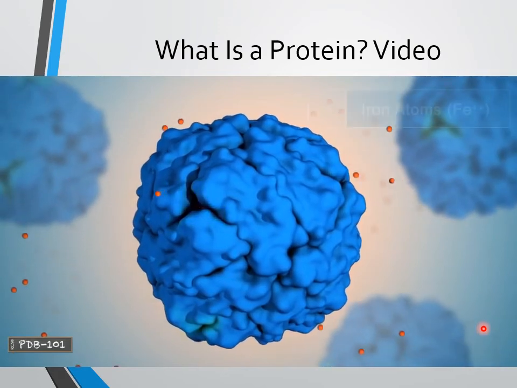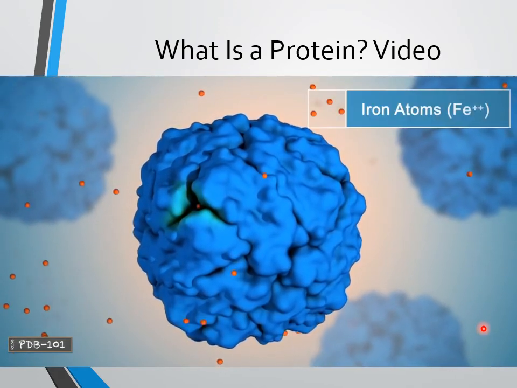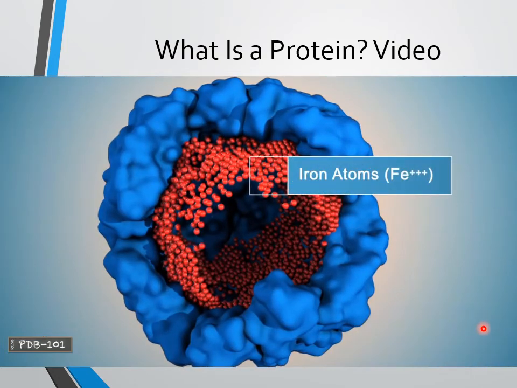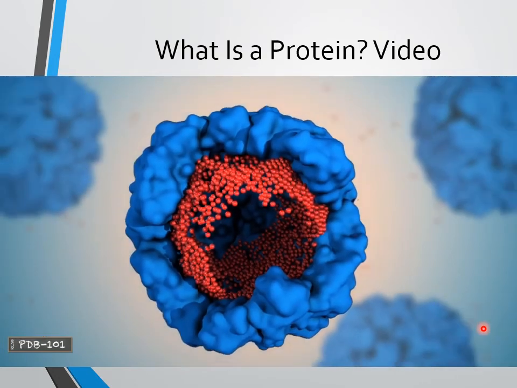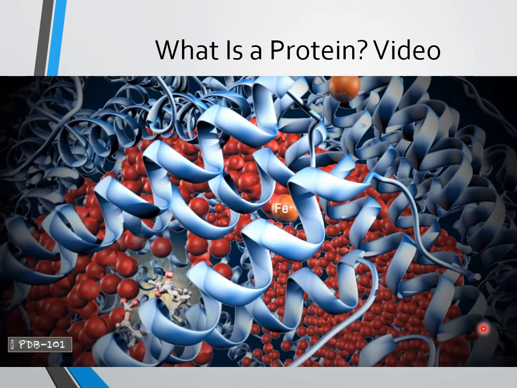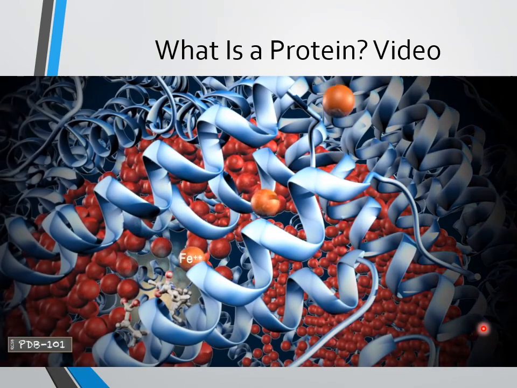Ferritin is a spherical protein with channels that allow iron atoms to enter and exit depending upon an organism's needs. Ferritin forms a hollow space with iron atoms attached to the inner wall. Ferritin stores iron in a non-toxic form.